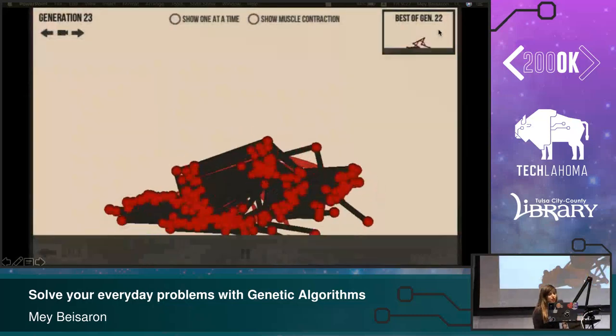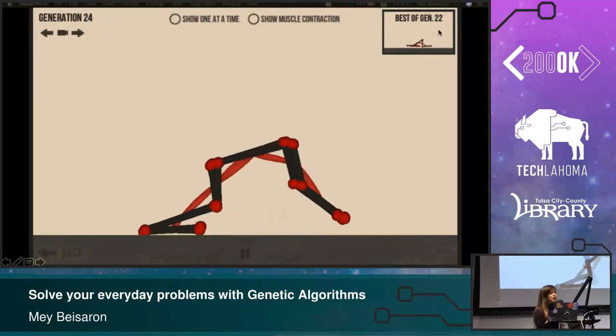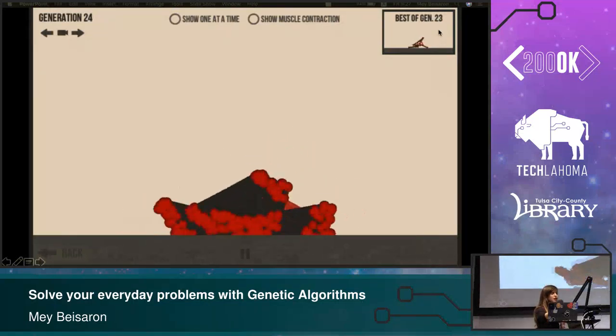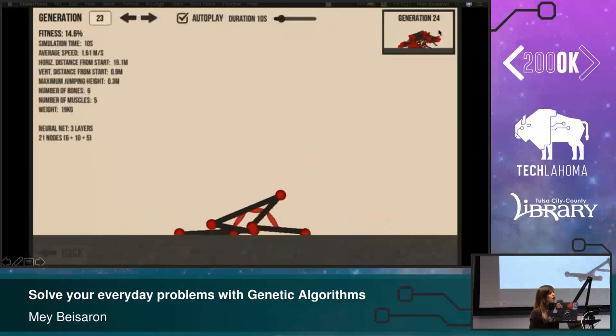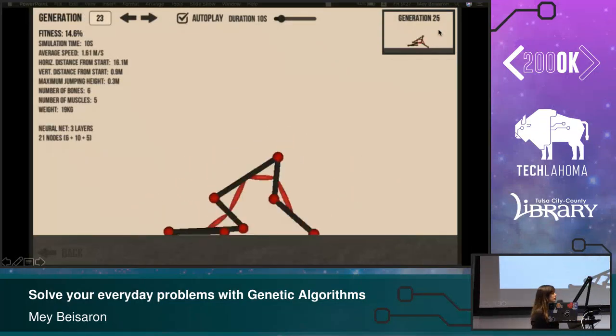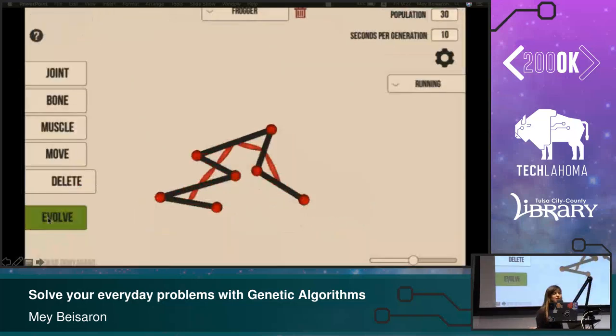All of them together, you see that they're kind of looking the same right now. They're just jumping together. And it's generation number 24, and we're still at fitness 14. So I guess you all know where this is going. I'm going to tell you, we reached a local maximum.